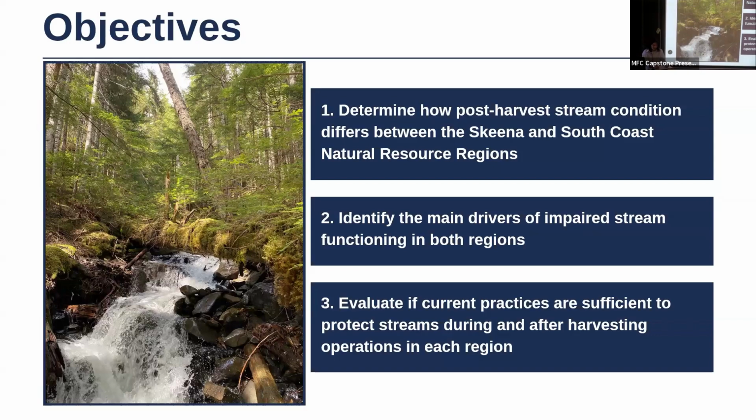So my capstone focuses on 3 main objectives. 1, determine how post-harvest stream condition differs between the Skeena and South Coast natural resource regions. 2, identify the main drivers of impaired stream functioning in both regions. And 3, evaluate if current practices are sufficient to protect streams during and after harvesting operations in each region.